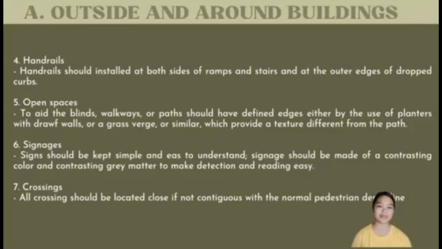Fifth is open spaces. To aid the blinds, walkways, or paths should have defined edges either by the use of planters with dwarf walls or a grass verge or similar which provide a texture different from that path. Sixth is signages. Signs should be kept simple and easy to understand. Signage should be made a contrasting color and contrasting gray matter to make a detection and reading easy.